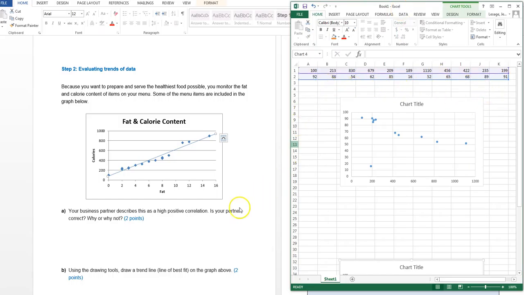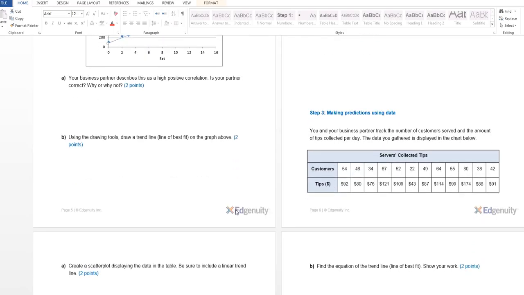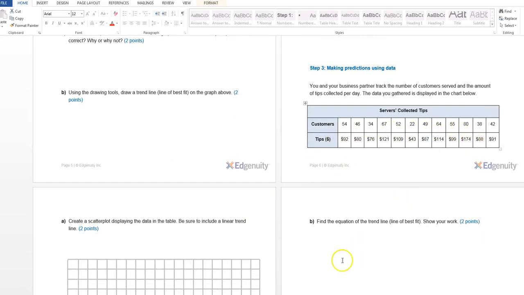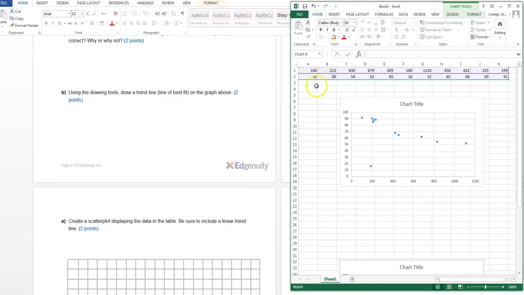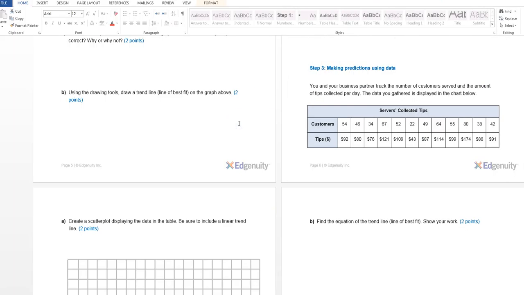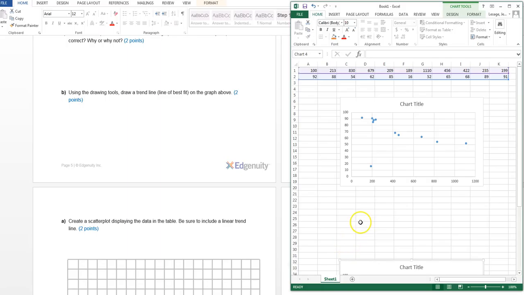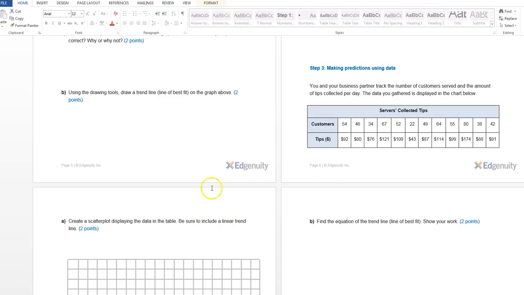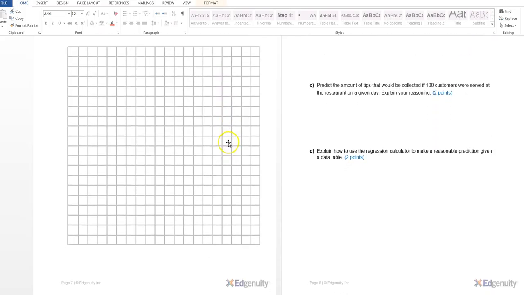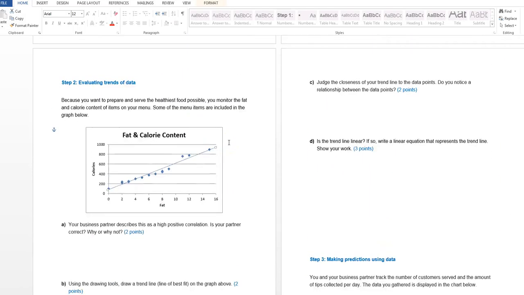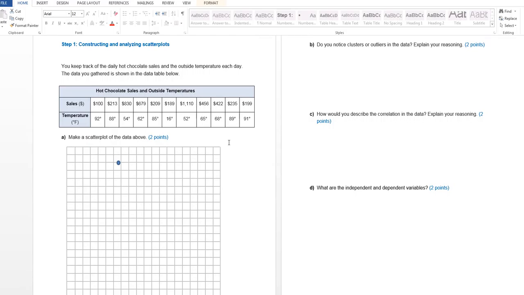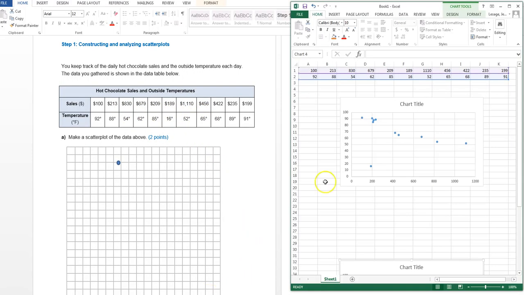I have taken the data from this problem. This is problem number 3. I've taken the data from that problem and, no, it's not that problem. Which problem did I take here? Let me find the data. It's the data from this one. So sorry. It's the data from this one. And I've put it into this table. So you can see all I've done is just copy these over to here.